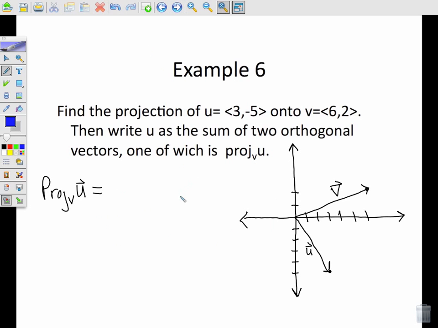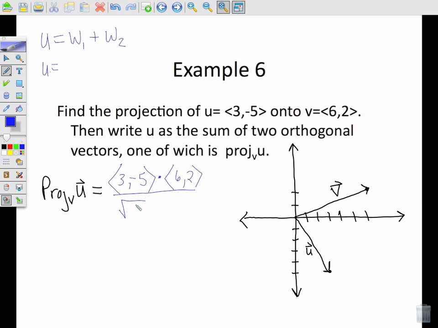All right, here we go. So we're going to do the projection. Find the projection of U, 3, -5, onto V, 6, 2. Then write U as the sum of two orthogonal vectors. So our goal is U equals W1 plus W2, and we're going to have to find those vectors. In order for us to find W1, we do the formula: the dot product of 3, -5 and 6, 2, divided by the magnitude.